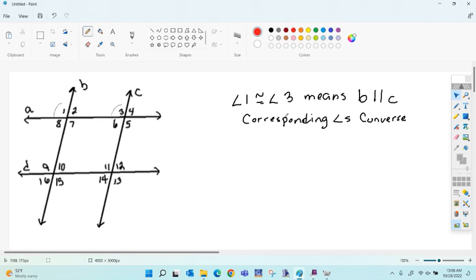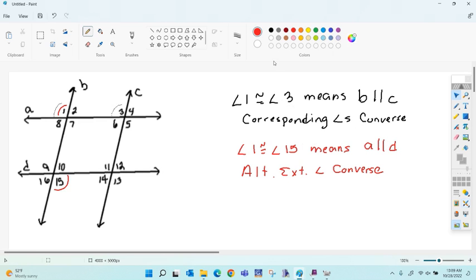What's the next one they're telling us? Angle 1 is congruent to angle 15. So if we're looking at angle 1 as it compares to angle 15, they're alternate exterior angles. So our reason will be alternate exterior angles converse, and yes, you can abbreviate it like this. But what lines are parallel then? A and B. Good. A is parallel to B. Good job.